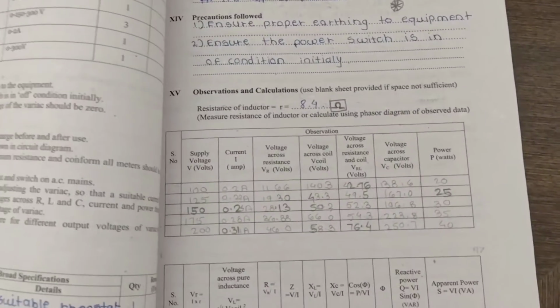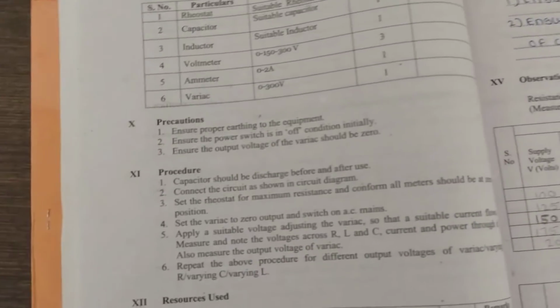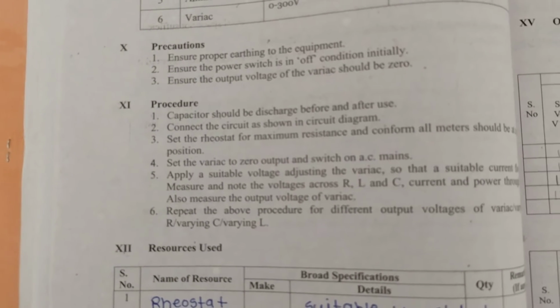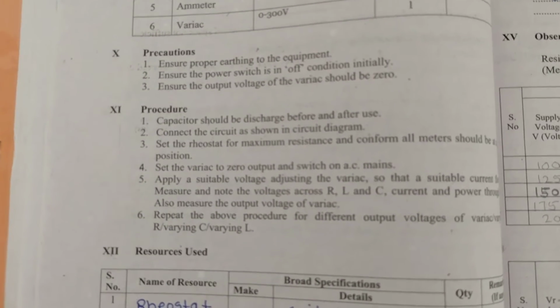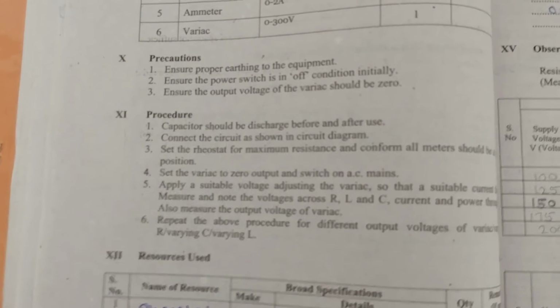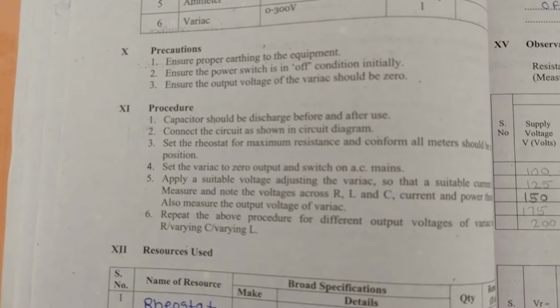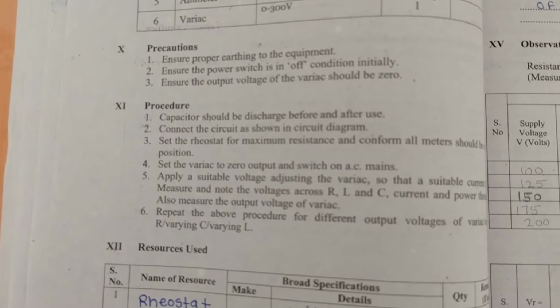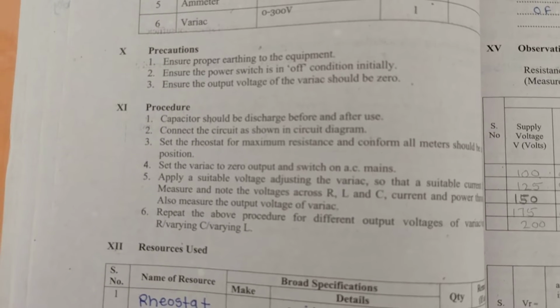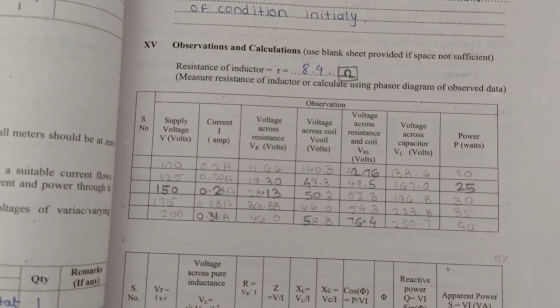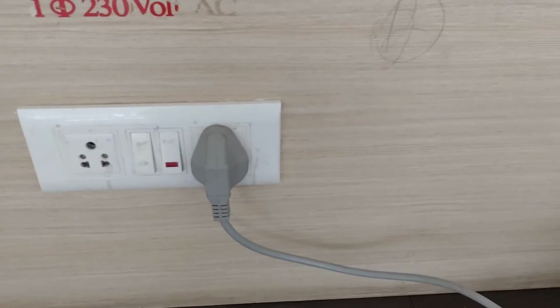Then we will see the procedure. First, connect the circuit as shown in the circuit diagram. Then switch on the supply and adjust the voltage with the help of the auto transformer in steps and record the values in the observation table. Then we can see the actual setup for your practical.